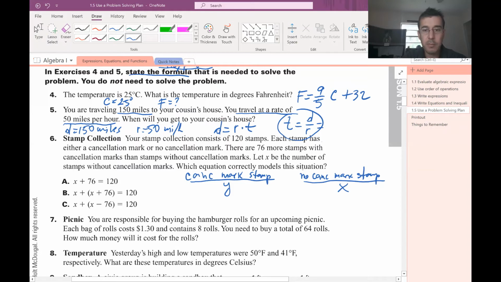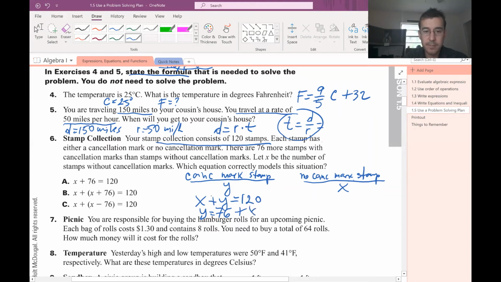Which equation correctly models this situation? We know that the collection consists of 120 stamps. So X plus Y, right? The stamps with and without cancellation marks, when you add them up, we end up with 120 stamps. There are 76 more stamps with cancellation marks, so Y is 76 stamps more than the stamps without cancellation marks.